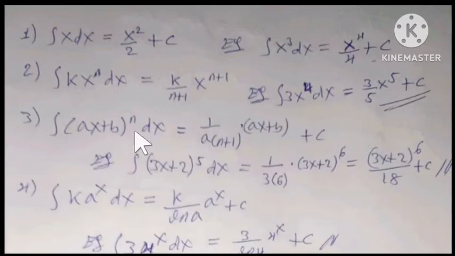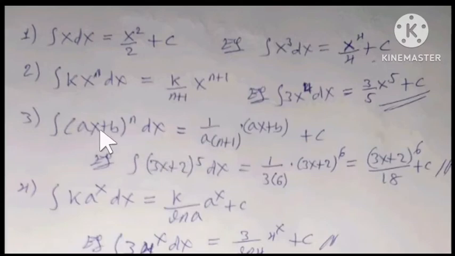Where c is a constant number. The third: the integral of a linear equation, ax plus b, to the power of n dx. For this type of property, it is 1 over the coefficient of x, that means a, times n plus 1, times the linear equation to the power of n plus 1, plus c. For example, the integral of 3x plus 2 to the power of 5 dx.